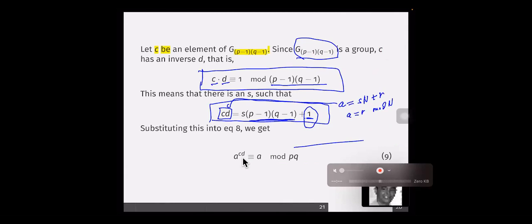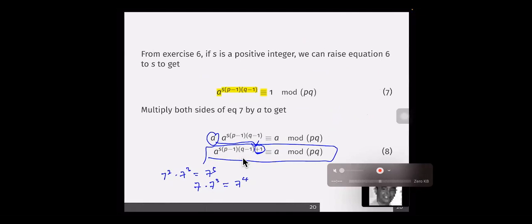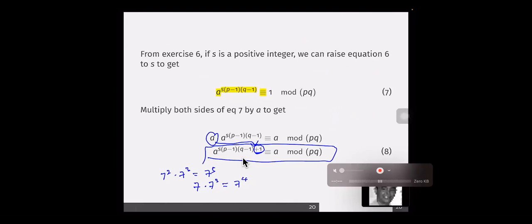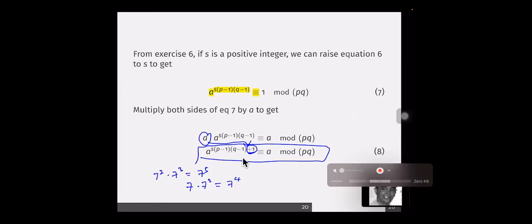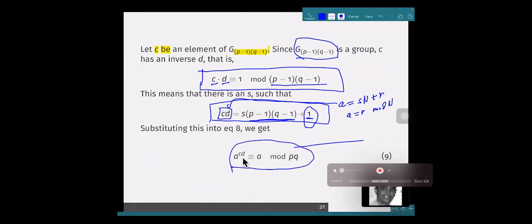Take a look. Equation 8 combined with this equation will give you equation 9. So in other words, A raised to the CD is equal to A. Guys, is it obvious? That's already your decryption. If it's not yet obvious, let's take a look.